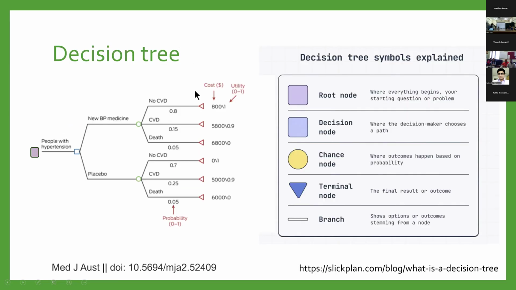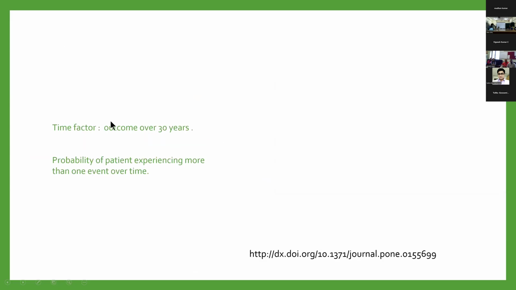Now here, you start here and you end here. Normally you can't come back in a decision tree. But now suppose your question changes. You want to know, yes, I have data for 1 year. At the end of 1 year, I know the probability of death and cardiovascular outcome. But I want to look at the lifetime risk, or over 30 years.